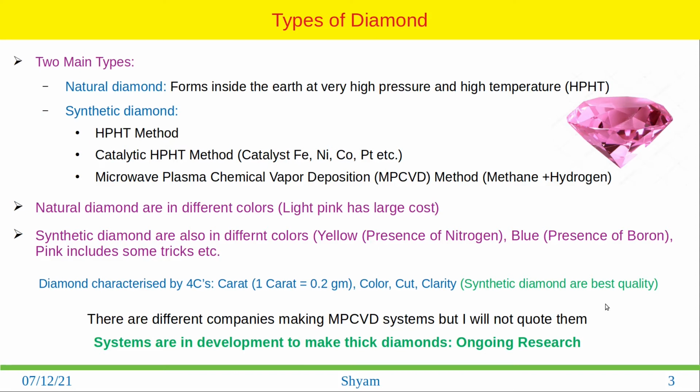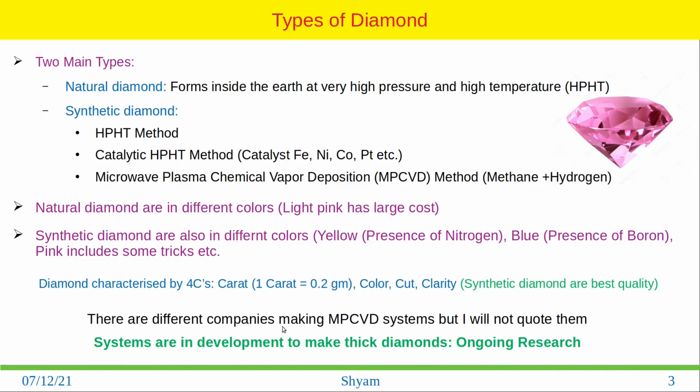So synthetic diamonds are the best quality diamonds because we grow them in the laboratory by microwave plasma chemical vapor deposition, and we have control over each and everything. So that's why this is the best quality diamond.